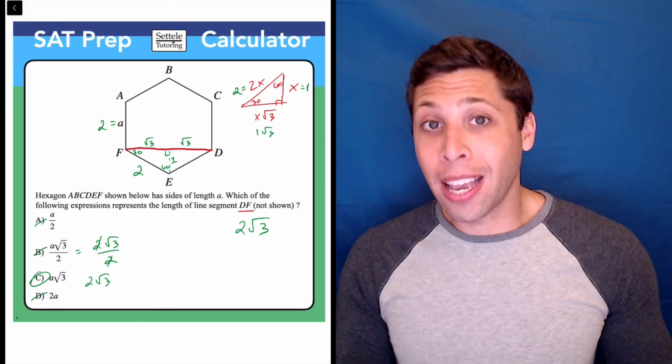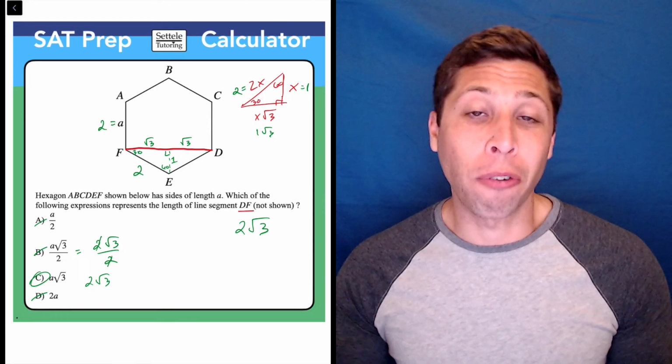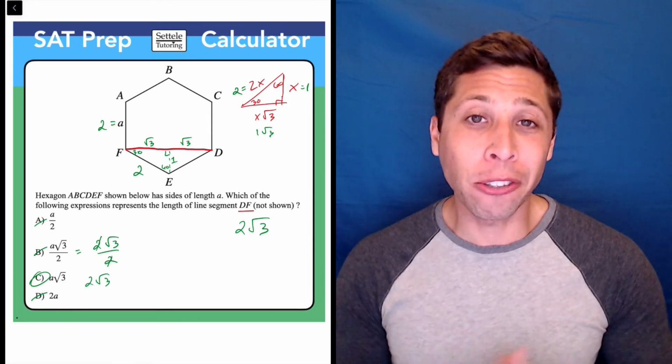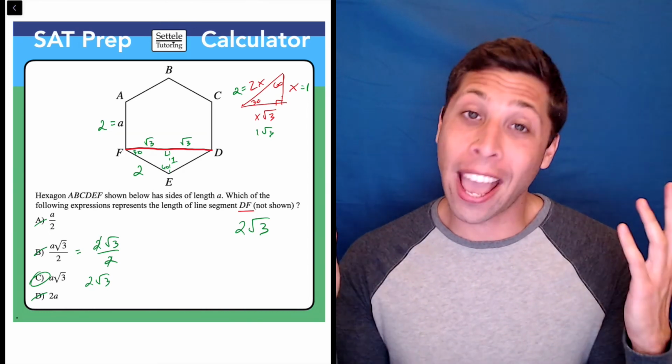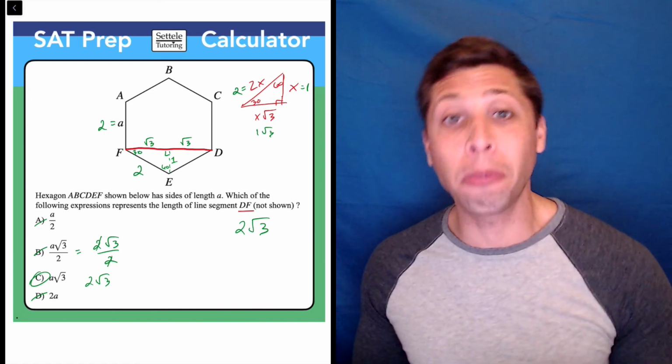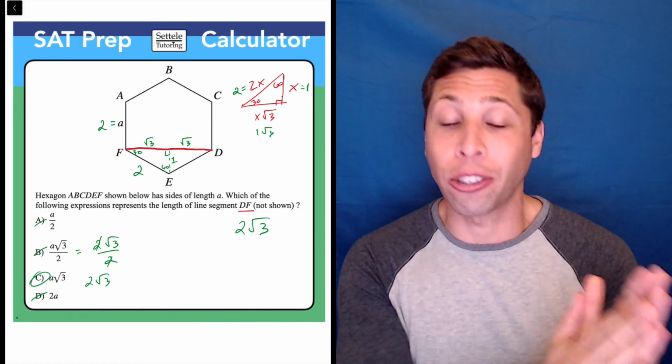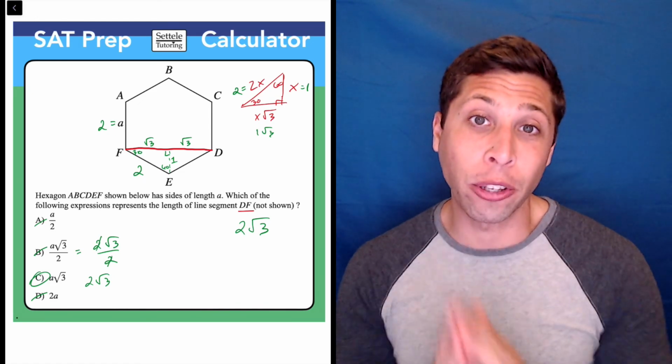This is complicated. This is not a high priority question for most people taking the SAT. But if you're shooting for that 800, you've got to be able to work with hexagons. You've got to be able to work with weird shapes. And luckily, most weird shapes are just normal shapes in disguise. So 30-60-90 right triangles are going to be what you find when you look at hexagons.